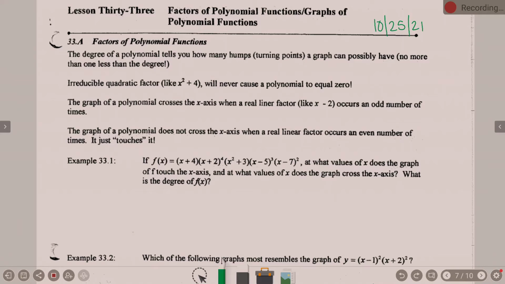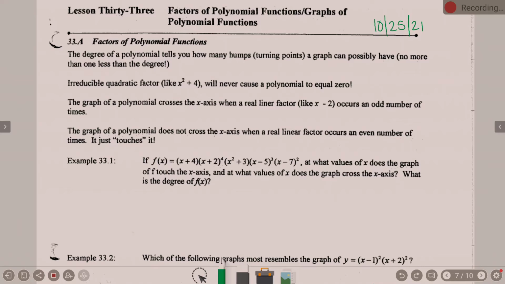Okay, lesson 33. It's factors of polynomial functions, graph of polynomial functions. It's really just going back and seeing what we can observe from an equation and what it tells us about the graph. So we're going to go through and talk about what we know based on looking at equations and how it relates to the graph.